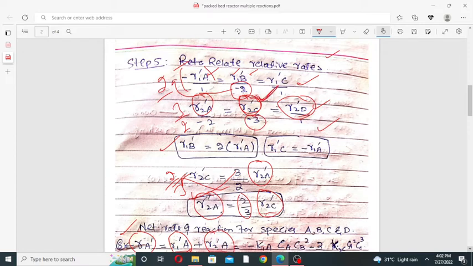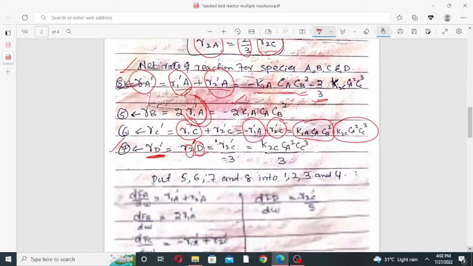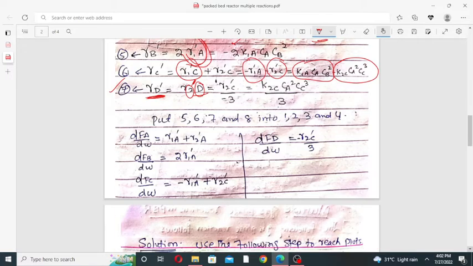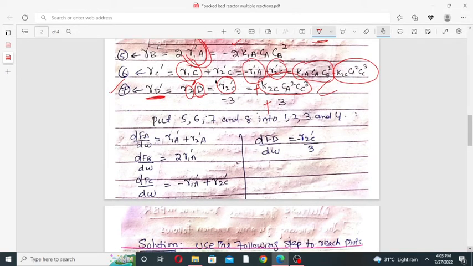is given in the rate law. So from the rate law we will write its value, and we will divide it by minus 3 to get the R2D dash in order to obtain the rate of component D in reaction number 2. So the R2C dash value is this one, and is equal to minus k2 divided by minus 3. So minus cancels with minus. Now put equation number 5, 6, 7 and 8 into equation 1, 2, 3 and 4.